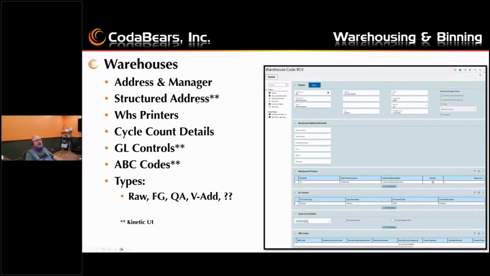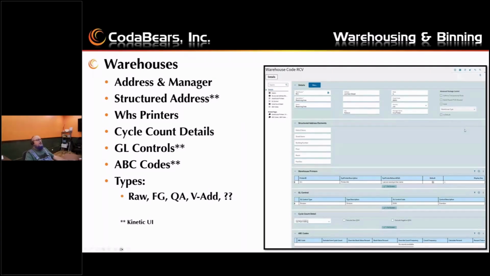Structured address does not exist on the old classic screens. The ABC codes and GL controls are laid out differently in the Kinetic screen than they were in the classic. If you're not using the classic user interface, you're not going to see some of these new features that were added to warehouses. But we would set up the address that our warehouse is located at, give it a description, we give it a code for the warehouse, who's the manager for the warehouse in the event of having to do a phone call, who manages that warehouse.